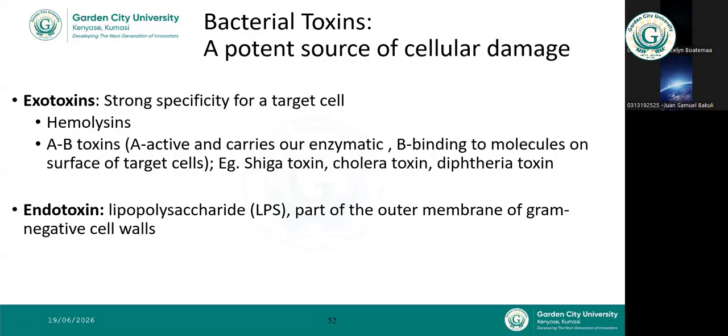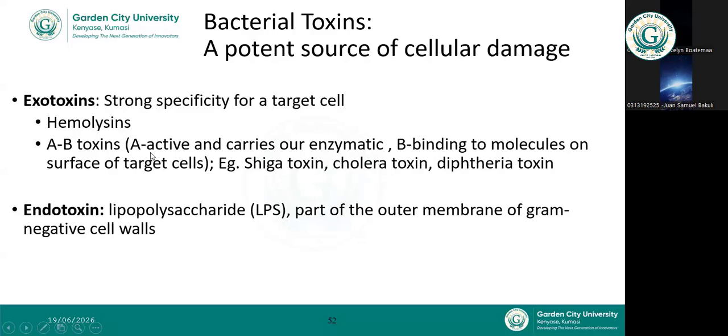So examples of the toxins that can be released: the exotoxins are produced within the organism, but they are released outside the organism within the host cell, and they target specific sites within the host cell. Some of them can cause hemolysis. For example, staphylococcus can produce these exotoxins and cause lysis in the blood, and we can have those produced by cholera and diphtheria.